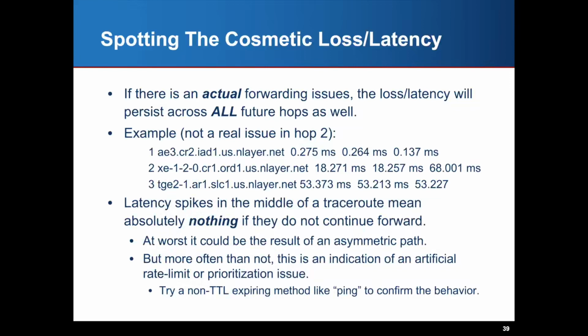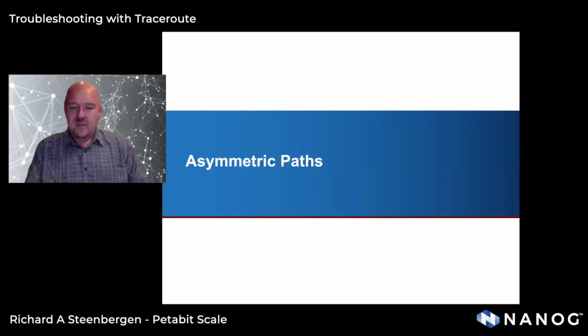So a good way to test that might be to try something that's not TTL expiring. So for example, ping that router interface that shows up and see if you see the same issue, because you fall into a different kind of rate limit with that ping directly to the router interface. And some people will allow that in their filters, and some networks won't. So now we're going to talk about asymmetric paths.